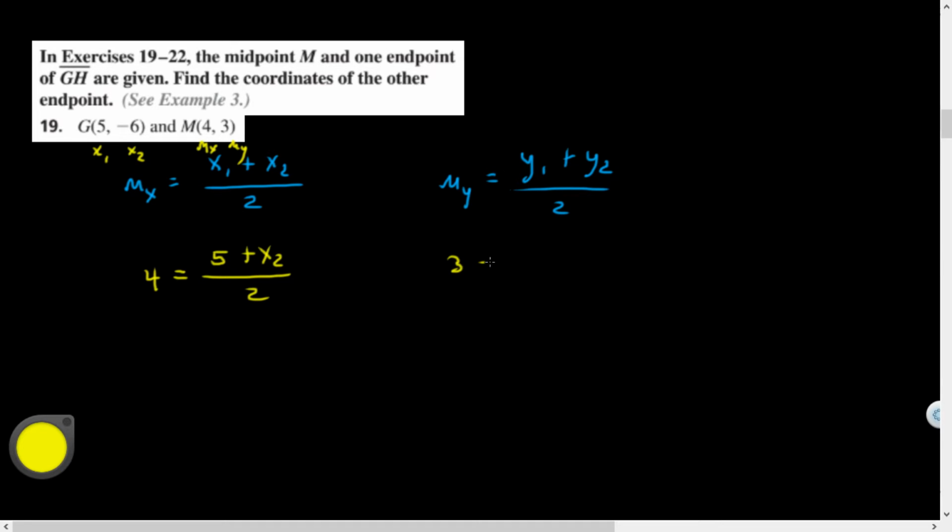And here I'll have 3 is equal to, wait a minute. I labeled that x2. That's supposed to be y2, y1, my bad. x1, y1, and then x2, y2.